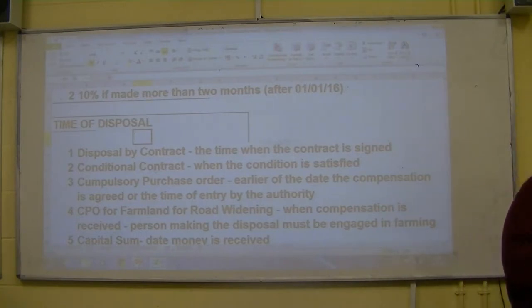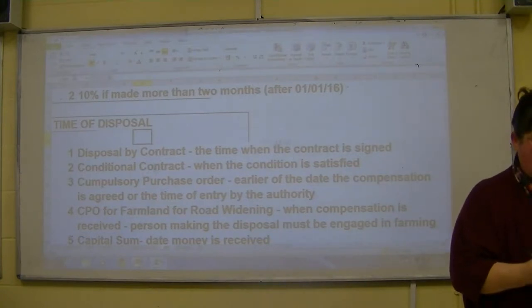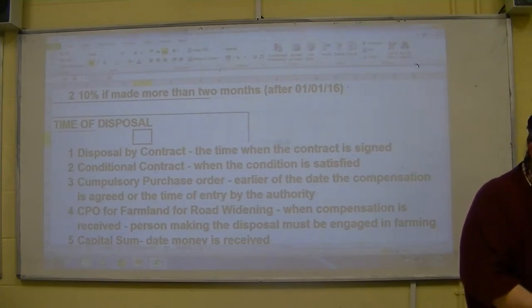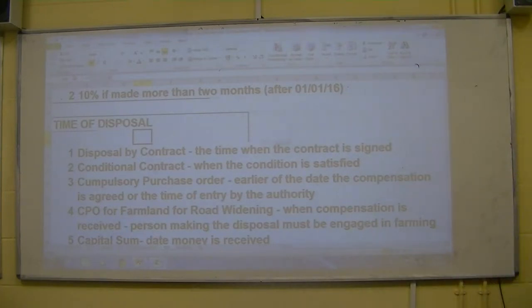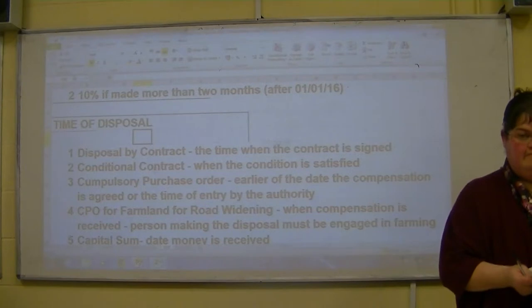Okay, in November 14, Paul's house was destroyed by fire. In February 15, he received 300,000 in insurance compensation. So that's our last one there, capital sum. The date the money is received, so it will be February 2015 for his capital gains tax.